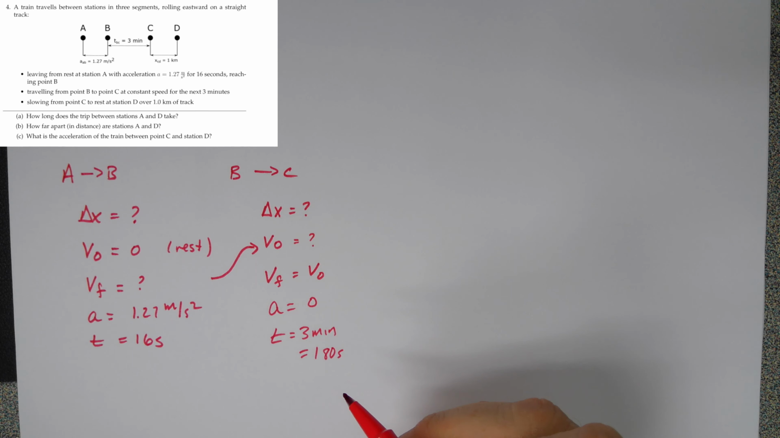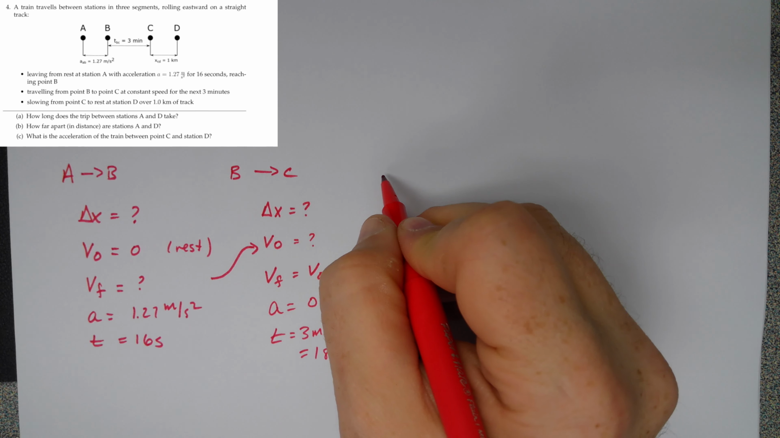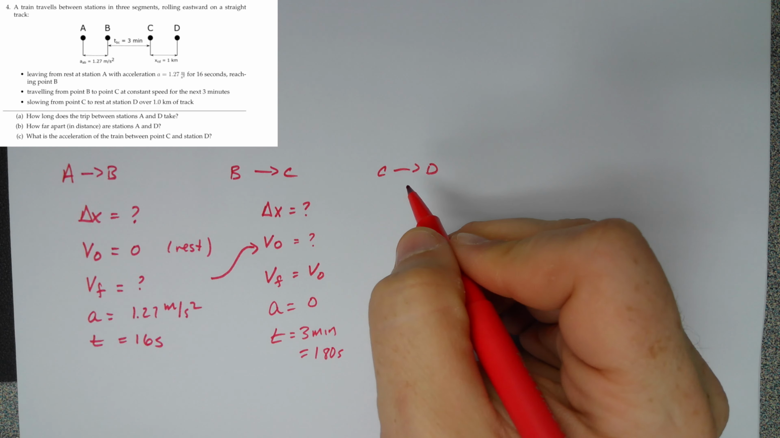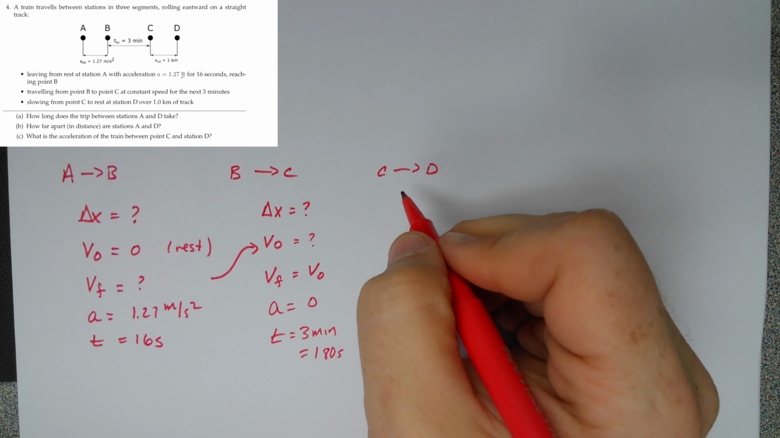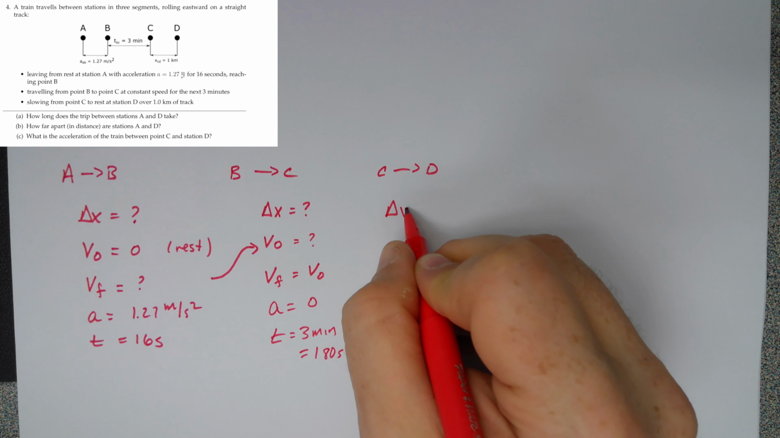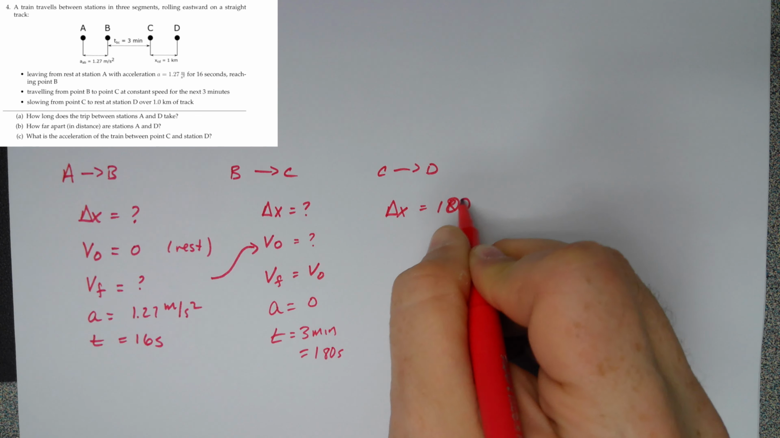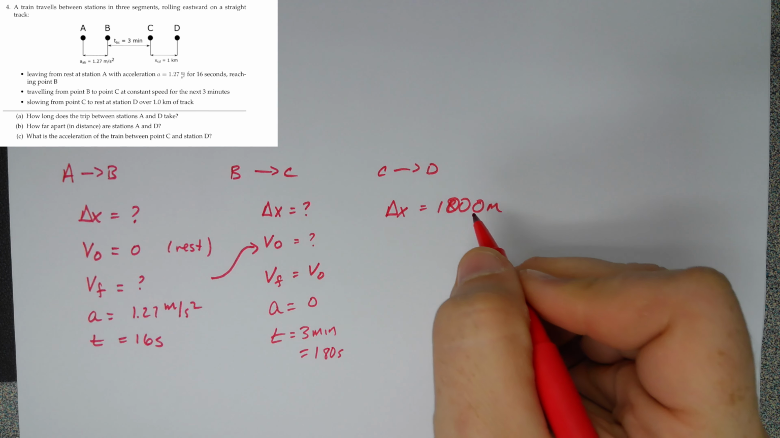And so the third part is to go from C to D. And for C to D, we know the distance. Delta x is 1 kilometer, so 1,000 meters.